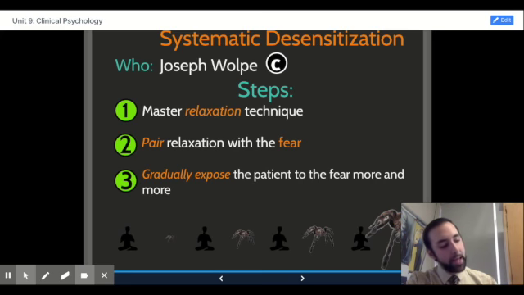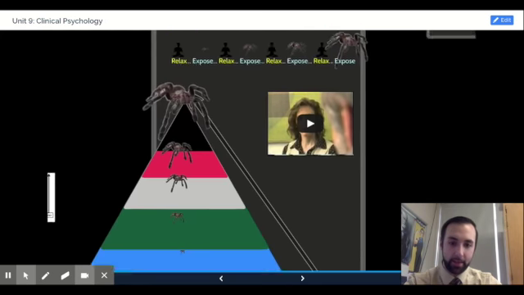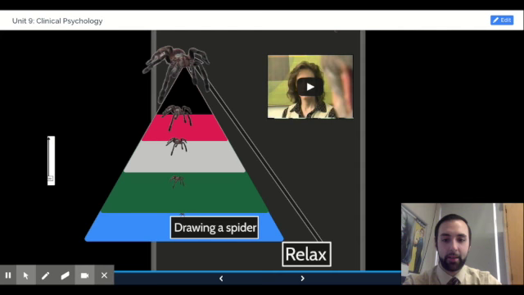And if we do that, we can incrementally build up: looking at a cartoon spider, looking at a real spider, walking into a room where you know there's a spider in a cage on the other side, getting 15 feet away from the cage, getting 5 feet away from the cage, getting a foot away from the cage, opening the roof of the cage, eventually touching and then holding the spider, and incrementally, slowly but surely, relaxing and exposing, relaxing and exposing, relaxing and exposing.